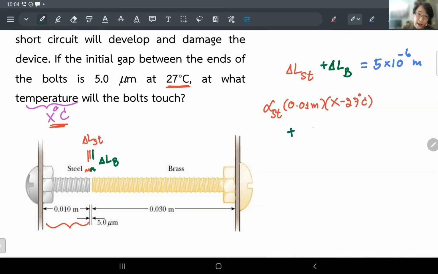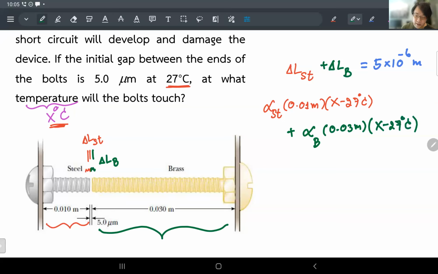And then you do the same thing with brass. The brass will expand as well with its own coefficient of expansion, so let me put that alpha of brass there. The initial length that you started out with is 0.03. It goes through the same temperature change, from 27 to X, so the change is X minus 27. And that is it. You equate everything to 5 times 10 to the negative 6 meter, and you can solve for X. And you are done.